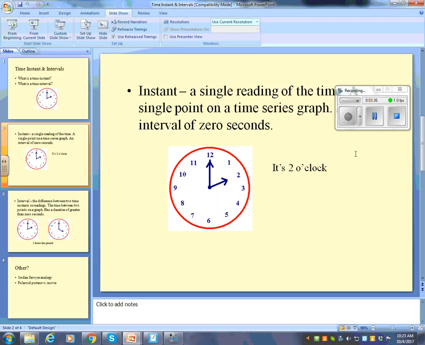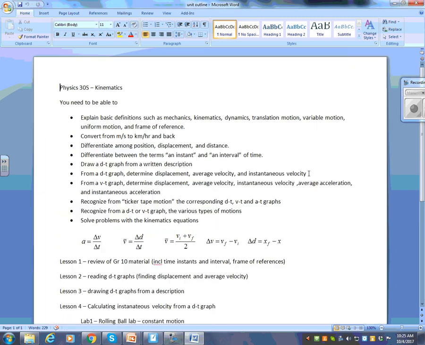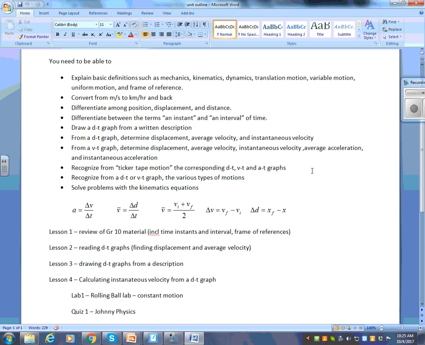Let's move on. Okay, so here's what we're going to do over the next month or so. You'll be able to explain basic definitions such as mechanics, kinematics, dynamics, translational motion, variable motion, uniform motion, and frame of reference. You're going to have to know what those things refer to. Convert from meters per second to kilometers per hour and back. You should have been taught that in grade 10. Differentiate, which means tell the difference between position, displacement, and distance. Differentiate between the terms of instant and interval of time.